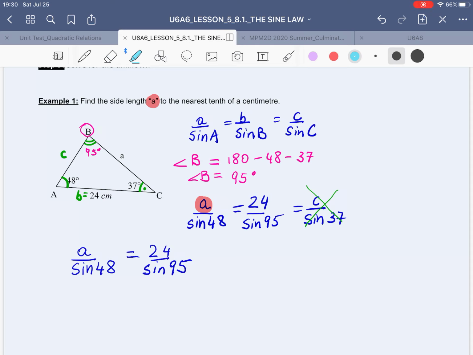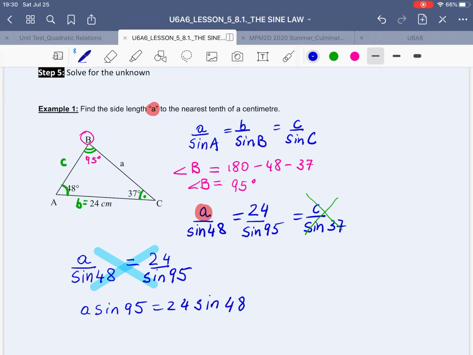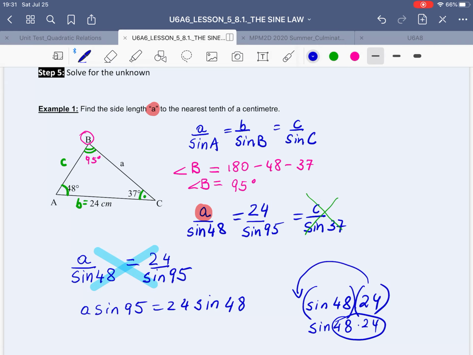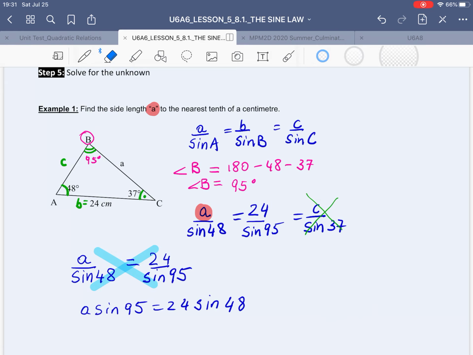And here we go again. We're going to go ahead and cross multiply. So A sine 95 equals 24 sine 48. And one thing that I always remind myself is, when I multiply the sine of an angle by a number, I always put the number first and then I write sine 48 at the end. The reason is that sometimes when people write sine 48 times 24, you either have to put brackets around it, or simply bring that 24 in here, because if you forget to put the brackets, which is the case very often, it looks like an angle and it changes the value of the term. You don't want to make that mistake. You're going to get the wrong answer.